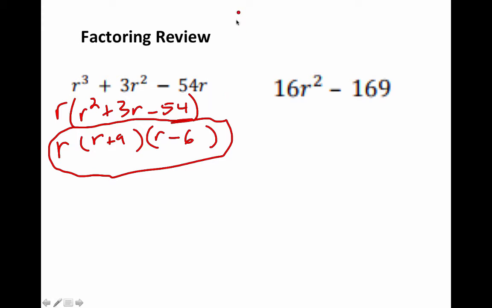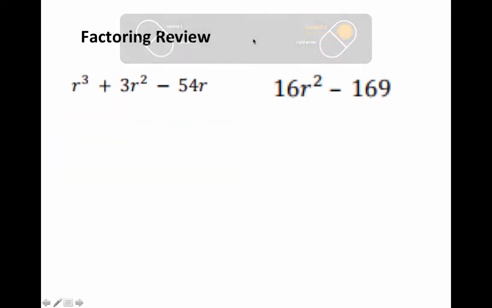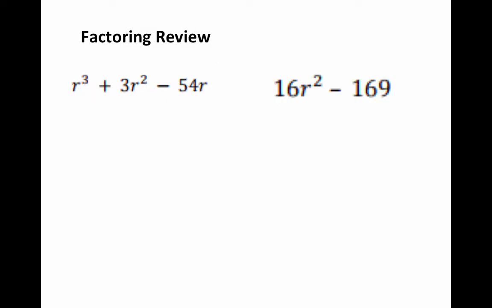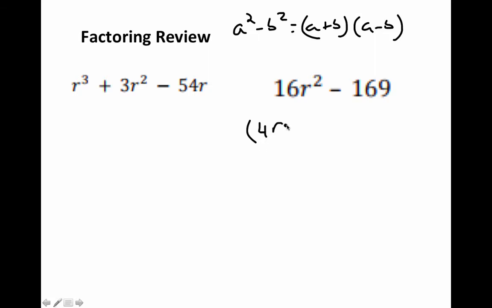Next one, you got to remember the difference of two squares. Remember, a squared minus b squared is a plus b, a minus b. Something squared minus something squared. The middle term goes away if you were to FOIL that back out. So I can turn this into 4r plus 13 and 4r minus 13. And there you go.